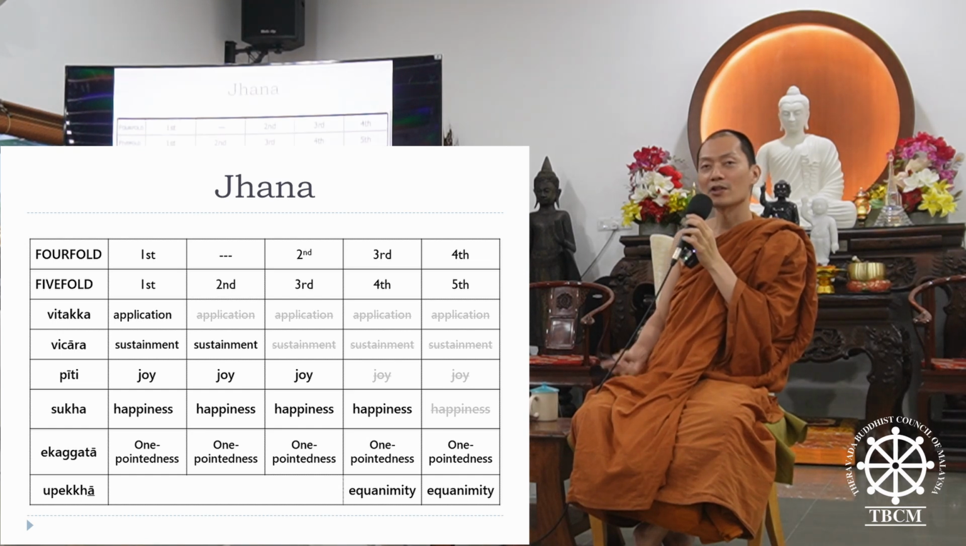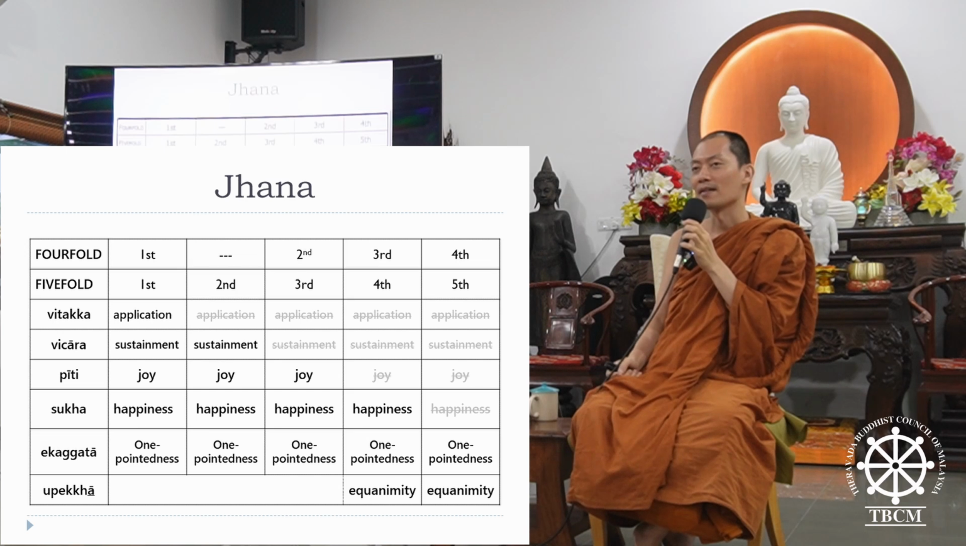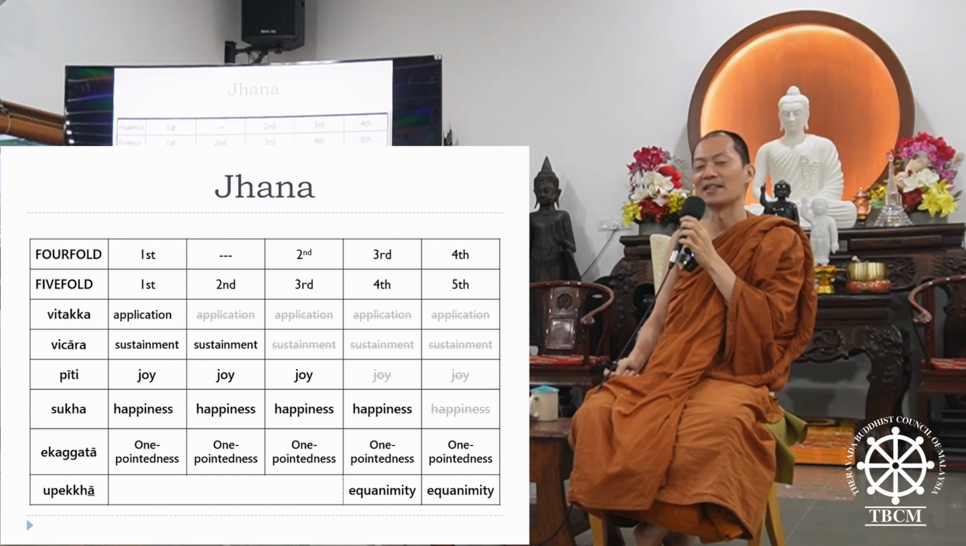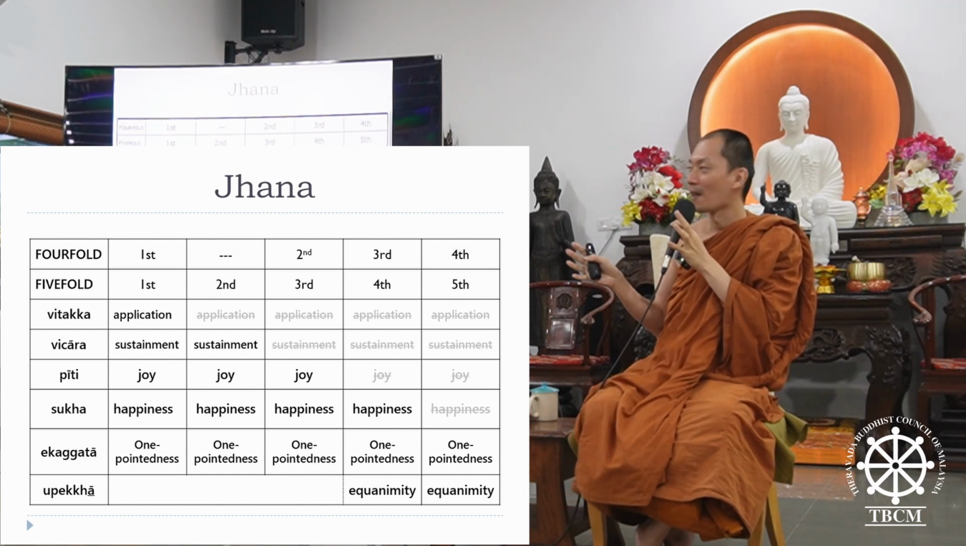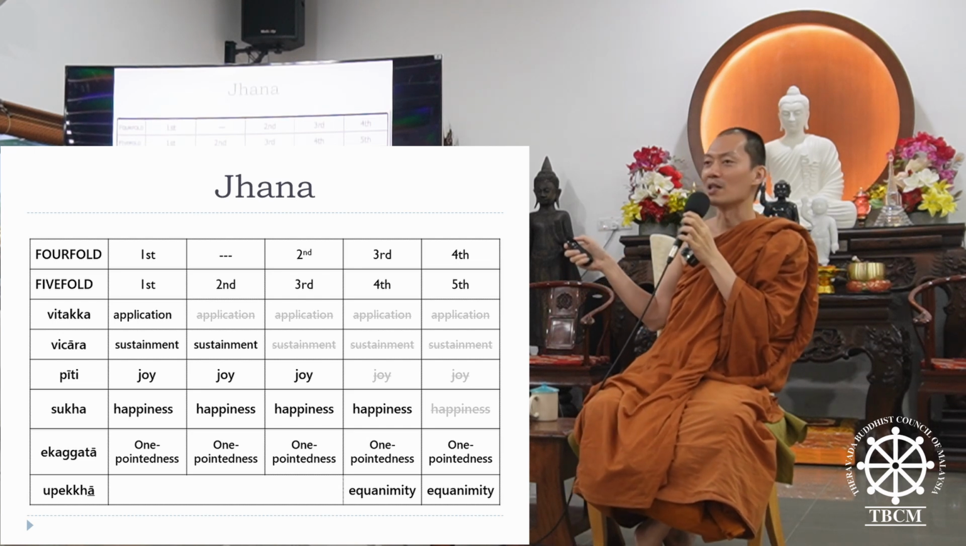Most of the suttas won't mention ekagata. Only a few suttas will mention one-pointedness, because it's so least mentioned. Some teachers, maybe some forest tradition master, will tell you all the jhanas don't have ekagata except for the fourth jhana. They will tell you this. This shows how unfamiliar they are with the jhanas.